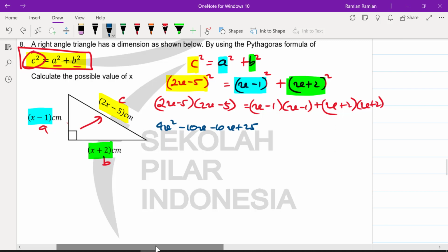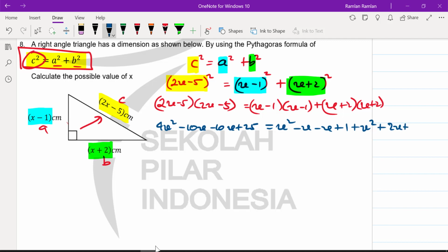Then equals, on the right side we have x times x is x squared, x times minus 1 is minus x, minus 1 times x is minus x again, minus 1 times minus 1 is plus 1. And the last one is this one: x times x is x squared, and then plus 2x, and then plus 2x again, 2 times 2 equals 4.